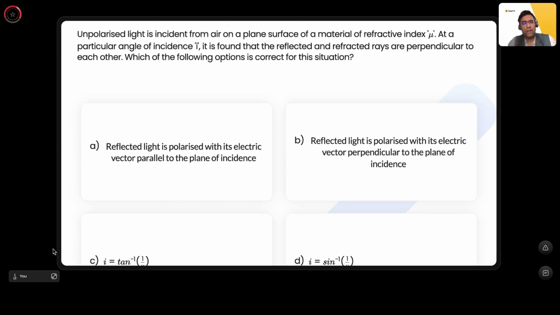Unpolarized light is incident from air on a plane surface of material of refractive index mu at a particular angle of incidence i. It is found that the reflected and the refracted rays are perpendicular to each other. तो ब्रूस्टर्स एंगल की यहाँ पर बात हुई है. तो इस केस में तो जो रिफ्लेक्टेड लाइट होती है वो पोलराइज्ड होती है and its electric field vector is perpendicular to the plane of incidence. So this will be the answer. This has been asked in PYQs. ठीक है.